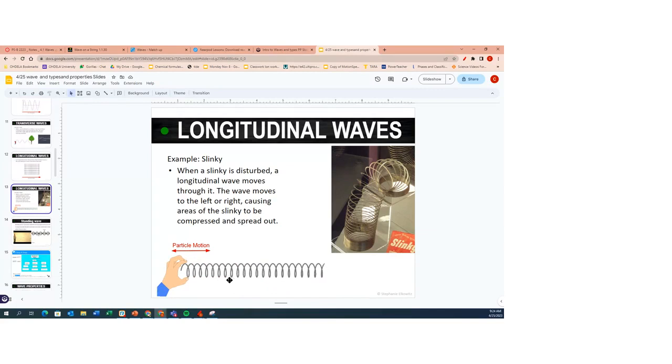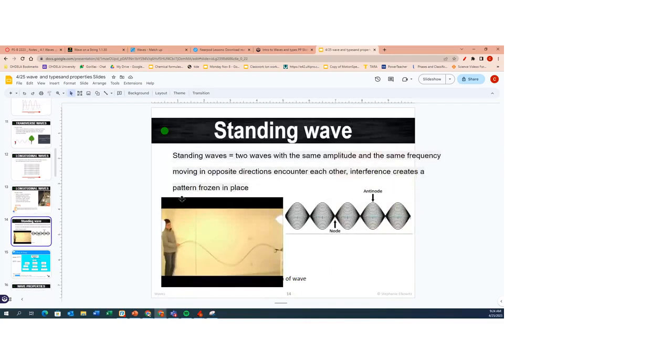All right, if we were doing earth science, we would be talking about earthquake waves, and earthquake waves can do both. They can have compression waves like longitudinal waves, and they can have transverse waves that go up and down. And remember, standing waves are two waves of the same amplitude moving in opposite directions. So it basically hits the wall and then comes back the same direction.